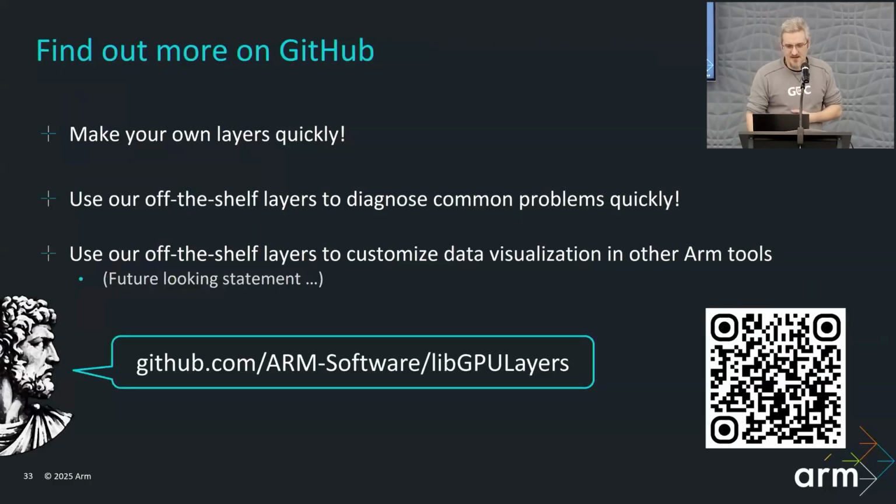So find out more on GitHub, make your own layers quickly. I think to channel the writing layers is a joy. I'm not going to pretend that's true, but it is at least not now writing 10,000 lines of boilerplate code. We have some off-the-shelf layers. They're designed to diagnose common problems quickly. And so in future, we're going to add more and more support for the data visualization layers that go alongside our other tools, and then you can customize those visualizations.